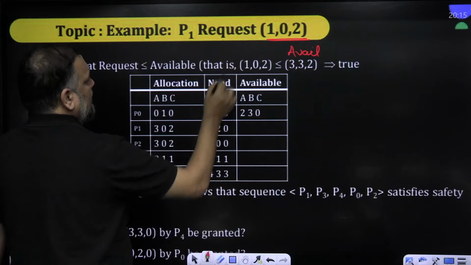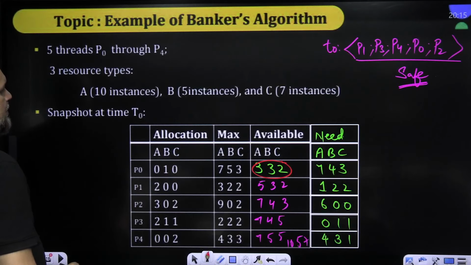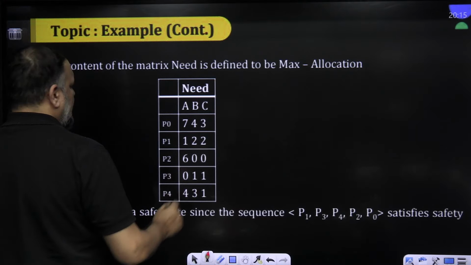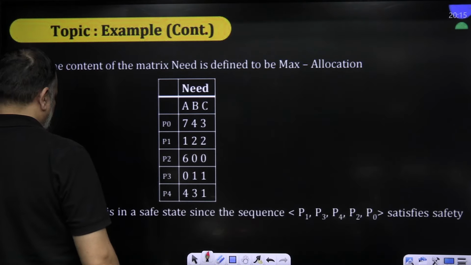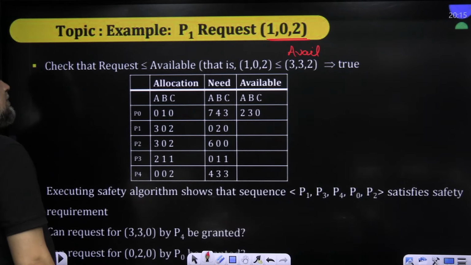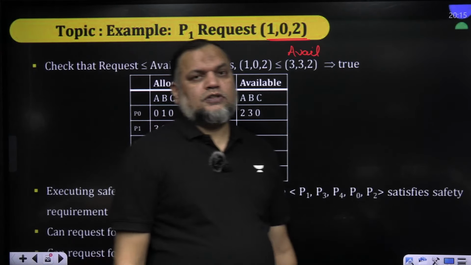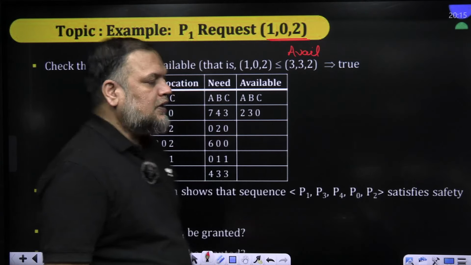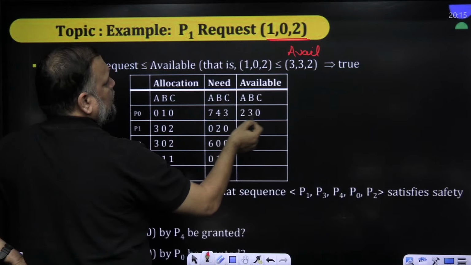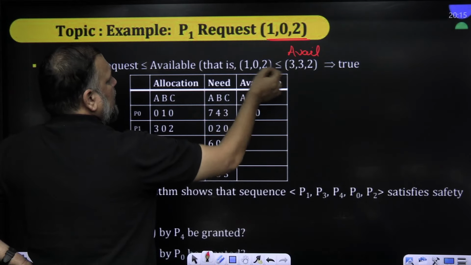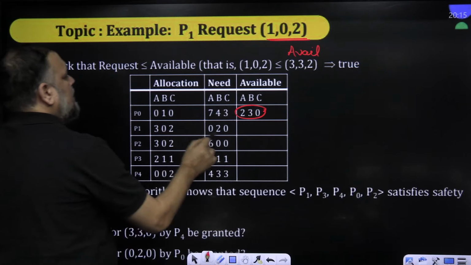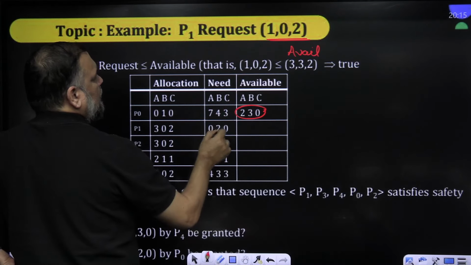Then we pretend, and 102 is also within the need of process P1. What is P1's need? Remember, P1's previous need is 122. So 102 is within 122. So the request is valid. Now we assume that we are satisfying the request, from available. If I give away 102 from 332, what will my available be? 230. 3 minus 1 is 2, 3 minus 0 is 3, 2 minus 2 is 0. This will be my new available. And from the need of P1, 122, if I subtract 102, it will become 020.